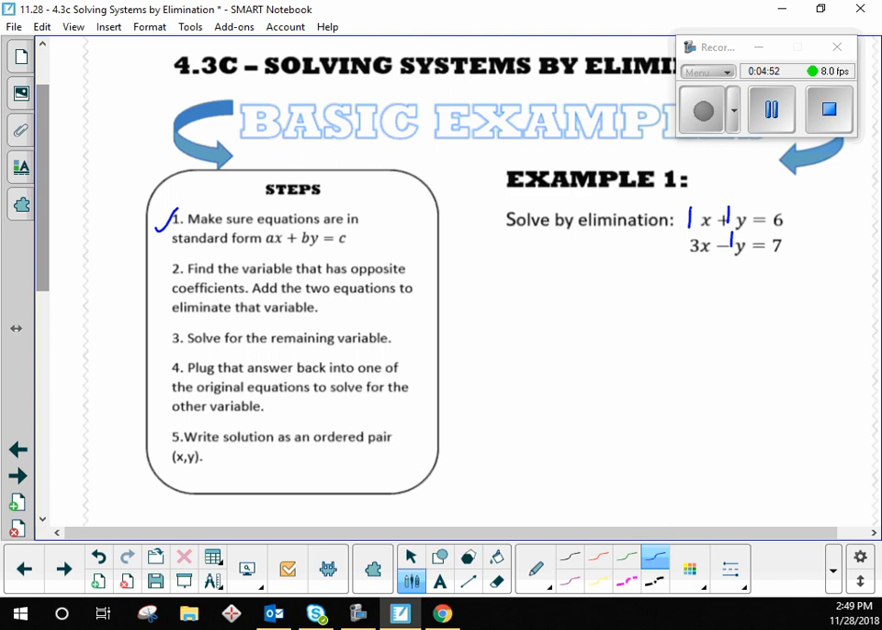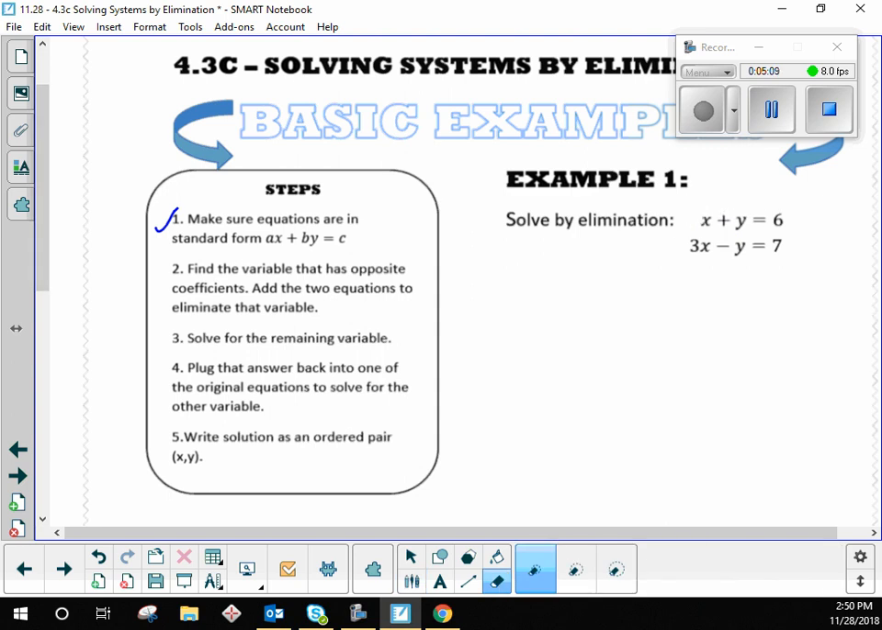1 plus 1 is 2, but you get 0, okay? So here's the thing that we're going to be talking about a lot today. When you have the same number with opposite signs and you add them, they cancel each other out. So step 2 is find the variable that has the opposite coefficients.